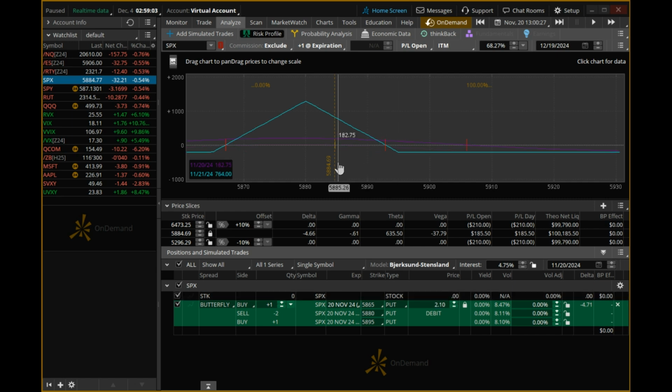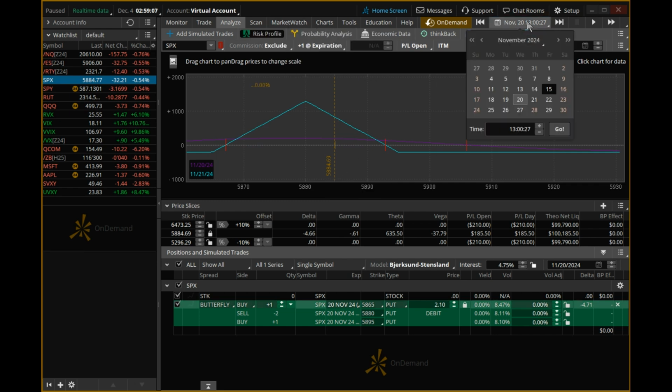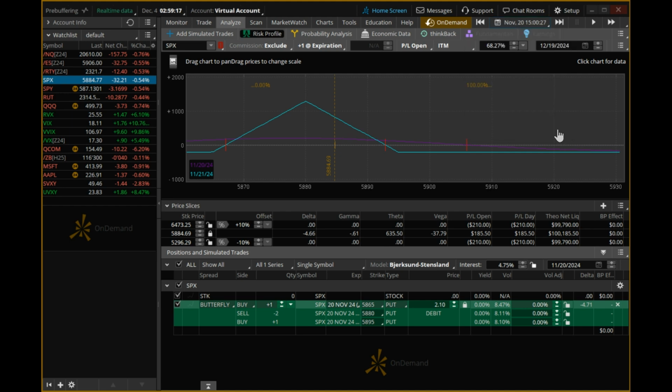You know what? Just for a giggle, let's go move this to 3 o'clock in the afternoon. Actually, no, let's just do 14. No, let's go 3 o'clock now. Let's be stupid. 3 o'clock in the afternoon. Let's have a look at the chart.